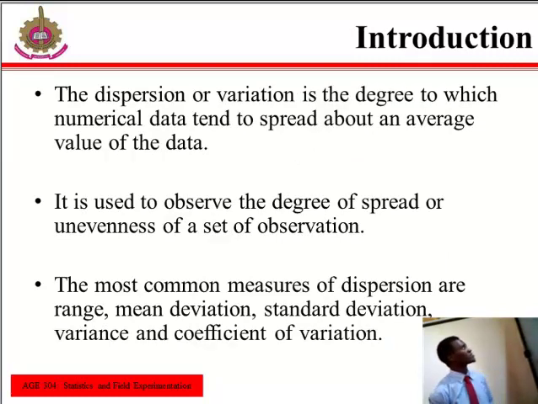Introduction. The dispersion or variation is the degree to which numerical data tend to spread about an average value of the data, and it is used to observe the degree of spread or unevenness of the set of observations. The most common measures of dispersion are the range, mean deviation, standard deviation, variation, and coefficient of variation.